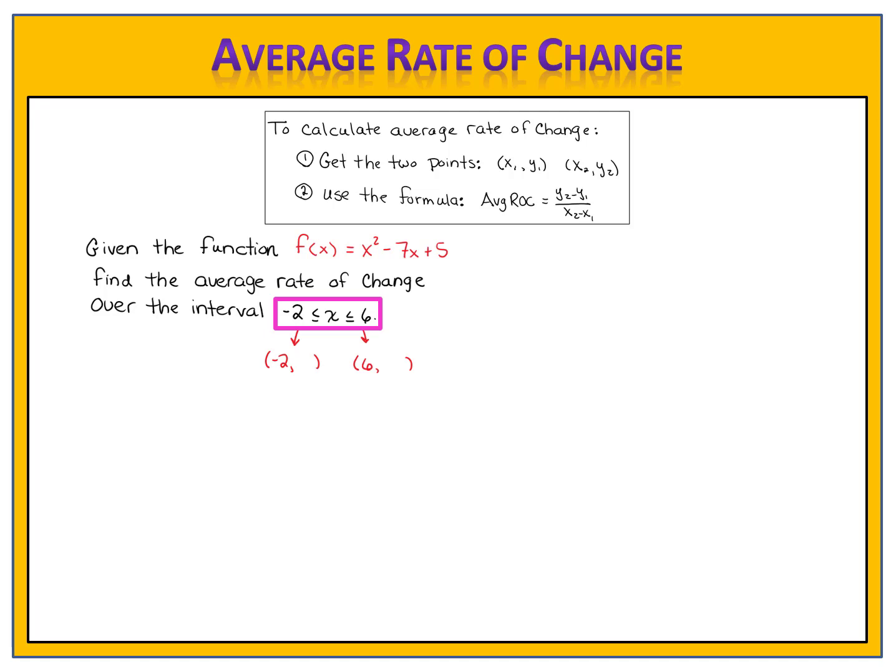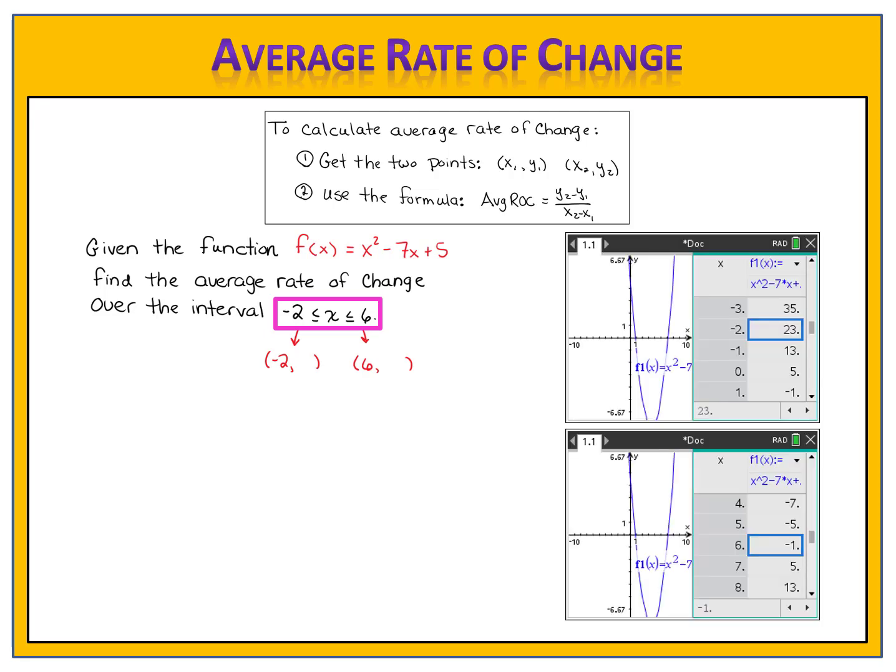Now we have a couple of options. Option 1 is perhaps the easiest of the options. You could put that function in your graphing calculator and pull up a table of values to get the corresponding output, or y value, for the ordered pairs. In the table, when x is -2, y is 23, and when x is 6, y is -1. That would give you your 2 points right away, and you're ready to use the formula.